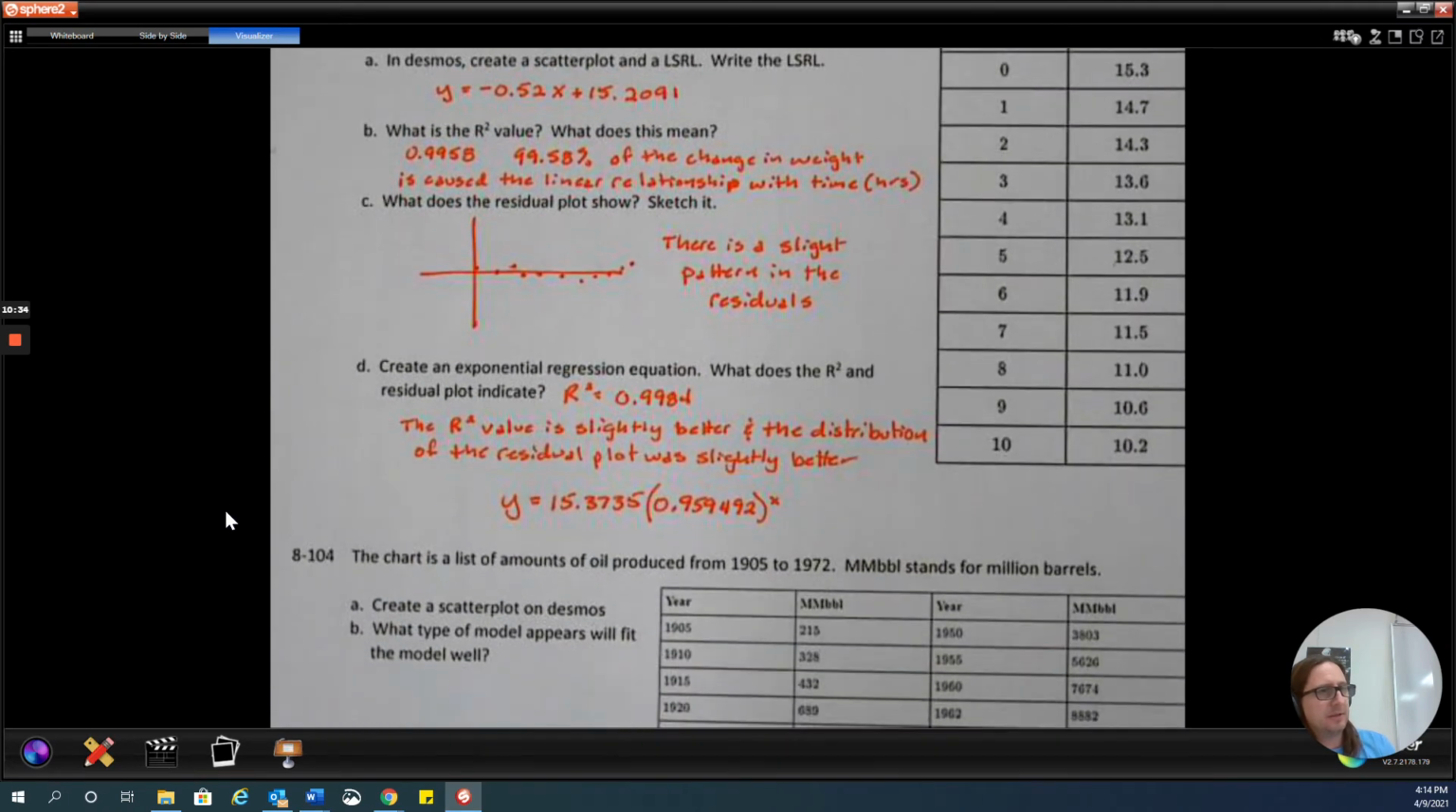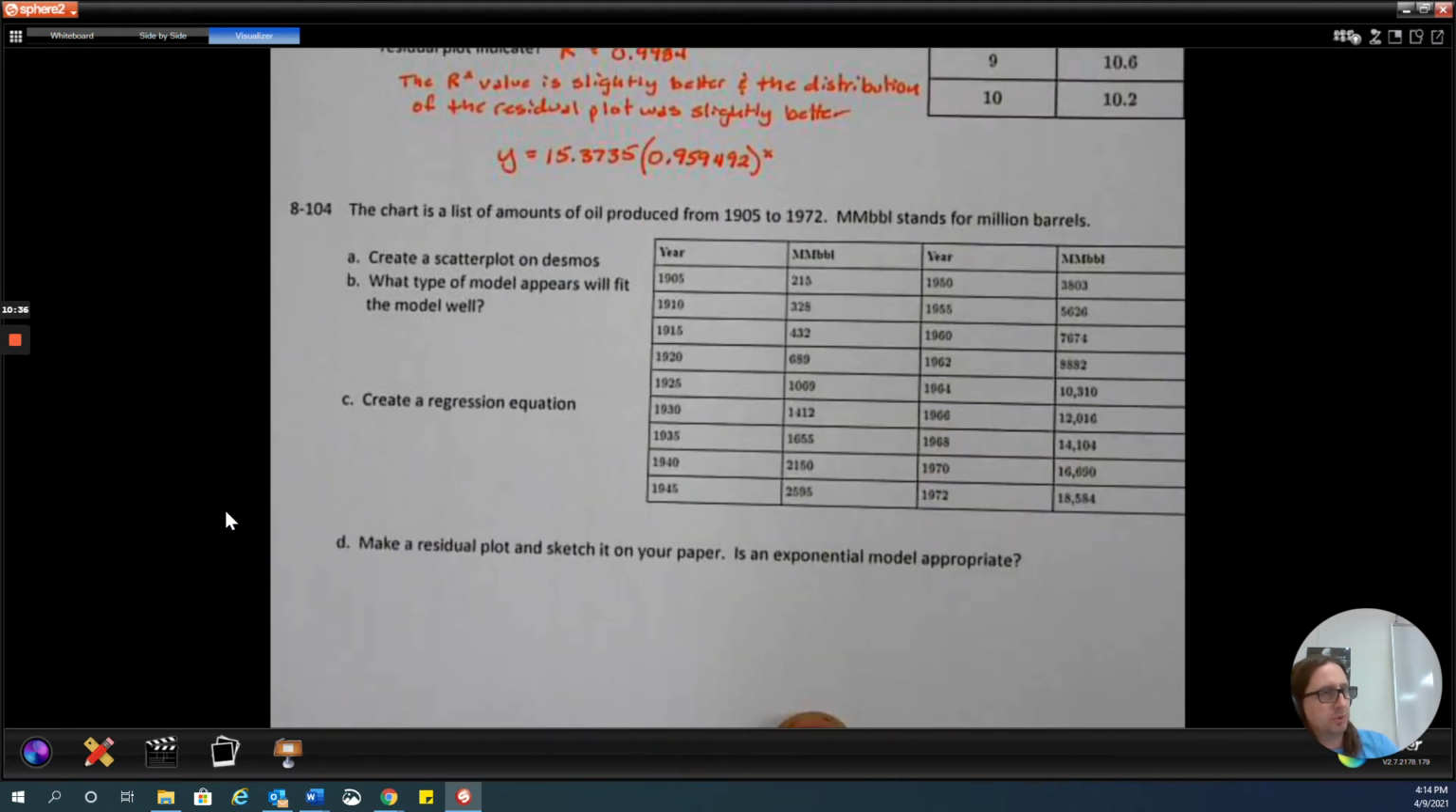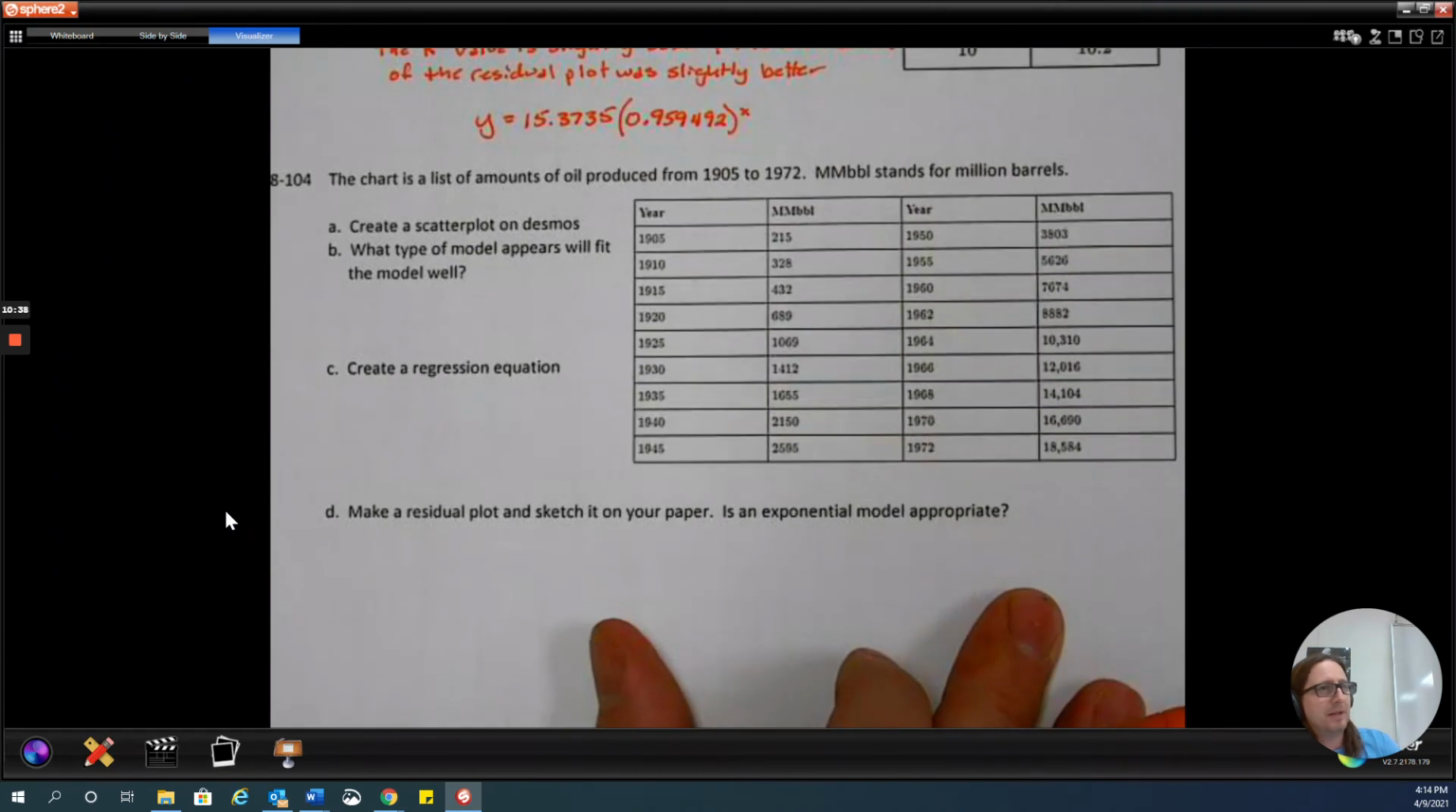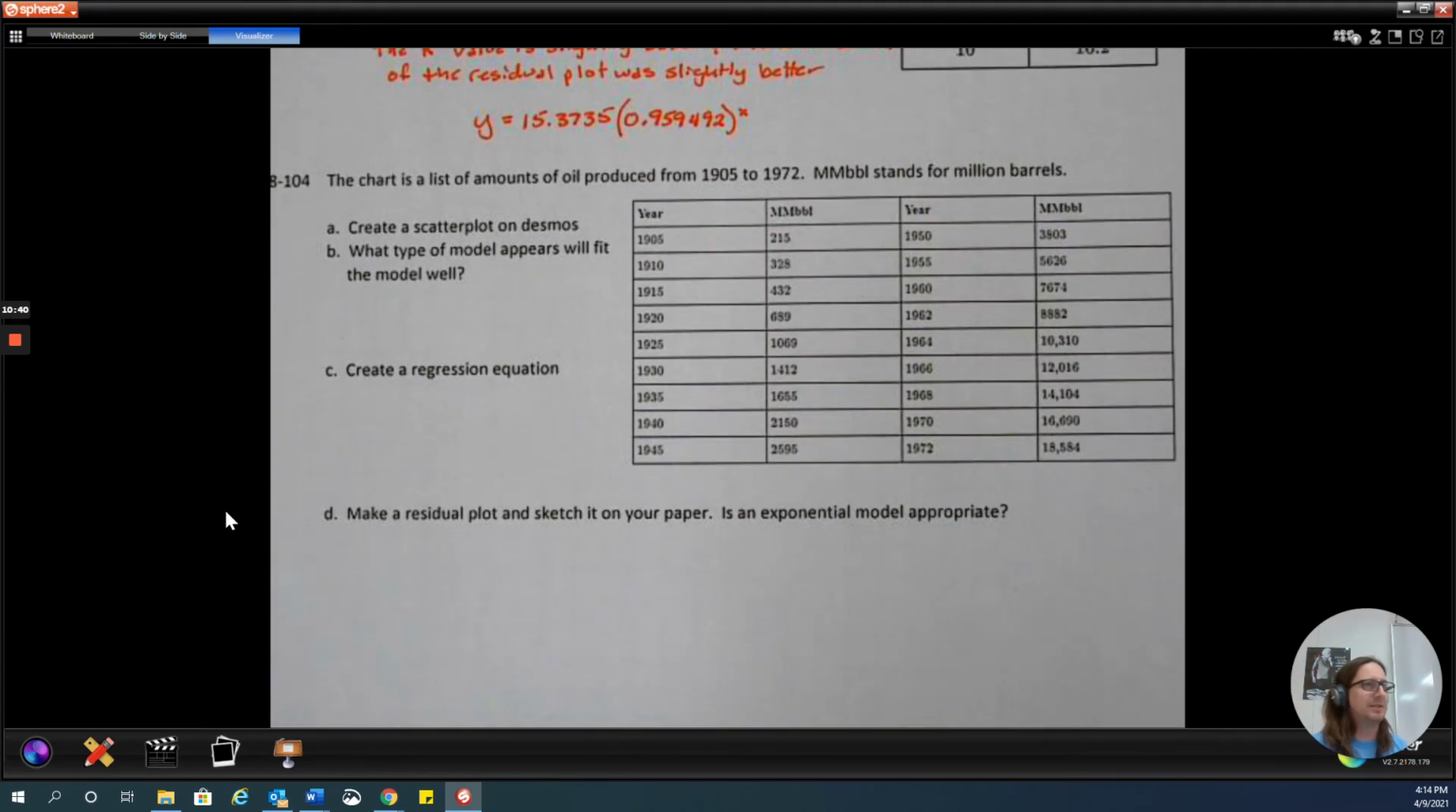All right, next problem, which is our last problem for this one. All right, so this chart is a list of the amounts of oil produced from 1905 to 1972. And MMBBL stands for million barrels of oil. How much is in a barrel? Why don't they just call it gallons or something? I don't know. Are they using the same size barrels? Maybe. I'll have to look it up.